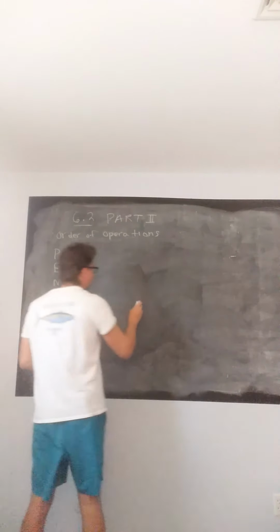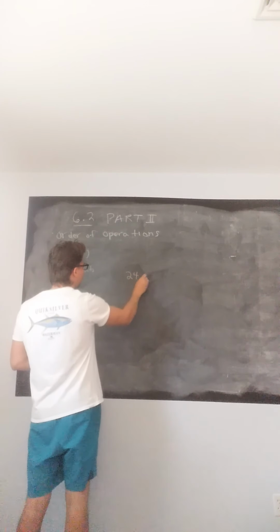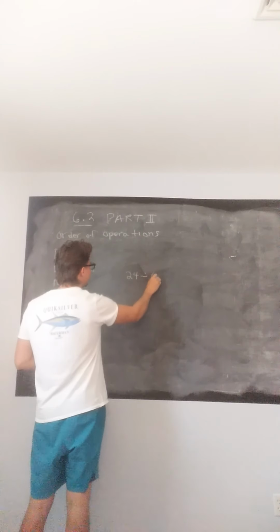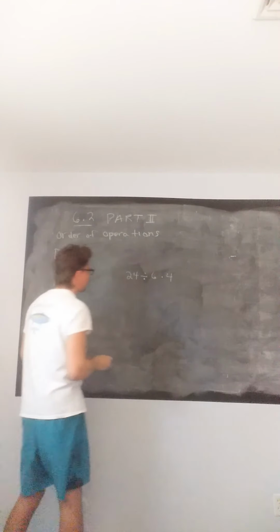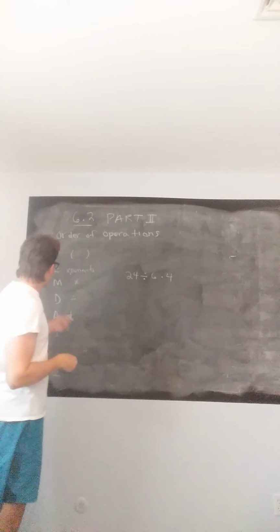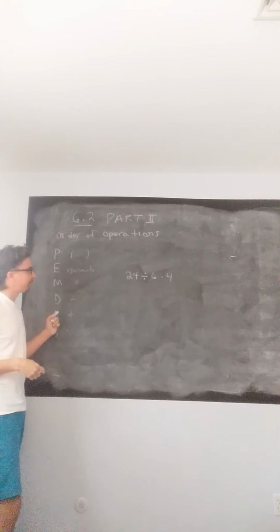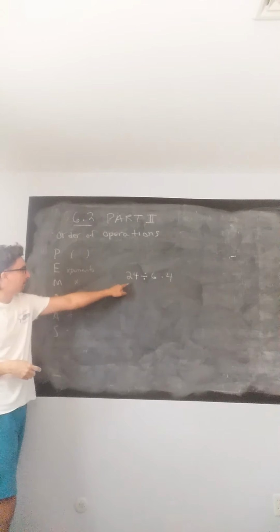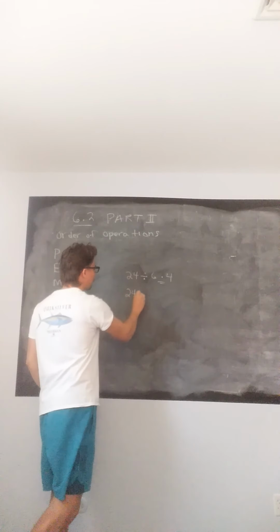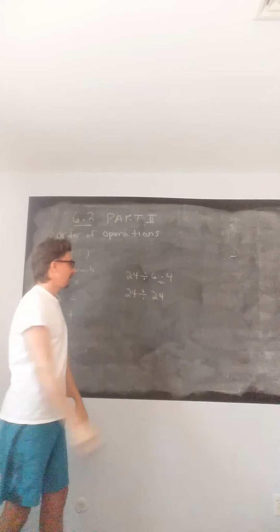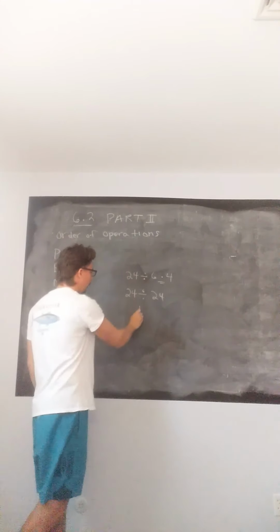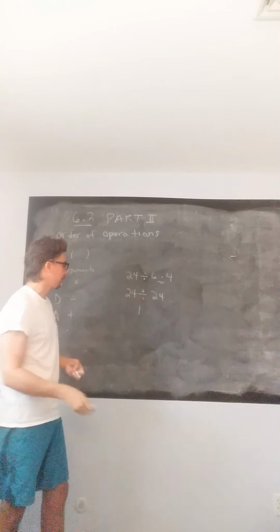Say, for example, we have something like 24 divided by 6 times 4. Well, if you follow Please Excuse My Dear Aunt Sally in this problem, 24 divided by 6 times 4, you're going to say, oh, M comes before D, so I've got to do this first. So that's going to be 24 divided by 24, because that's what 6 times 4 is. And 24 divided by itself is 1. So, oh, I got 1, that's the correct answer.